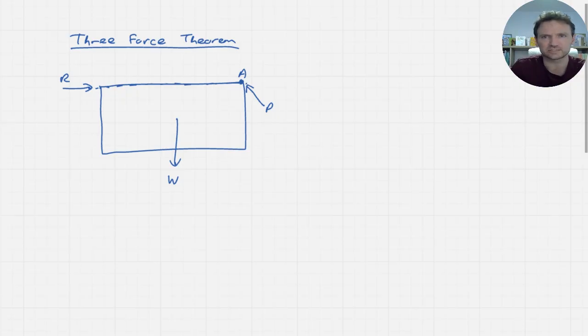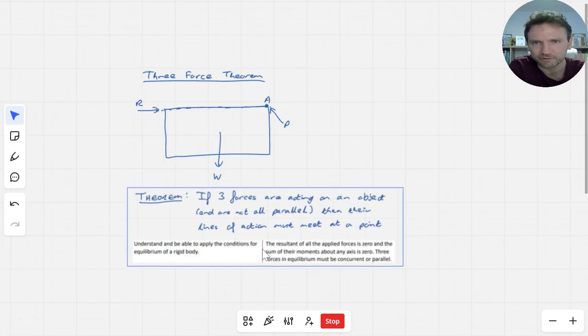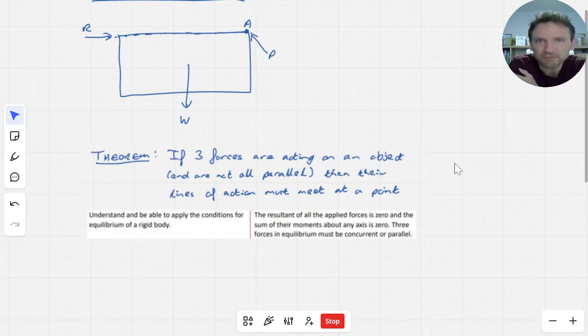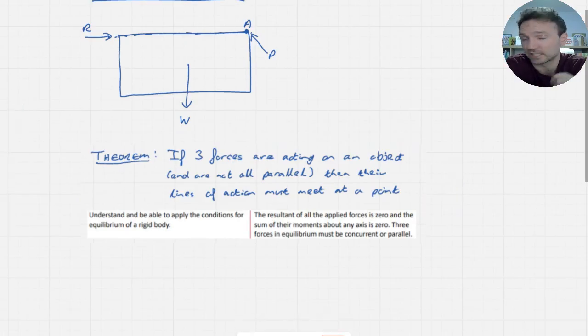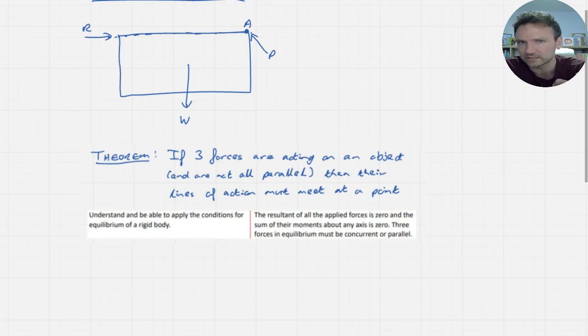So that leads us to the theorem we're looking at today, which here's one I prepared earlier. If three forces are acting on an object, this only works if there's three forces, not if there's more. But if three forces are acting on an object and they're not all parallel to each other, then their lines of action must meet at a single point. The reason for the not being all parallel to each other is because then you don't even have a point that two of the forces meet at.